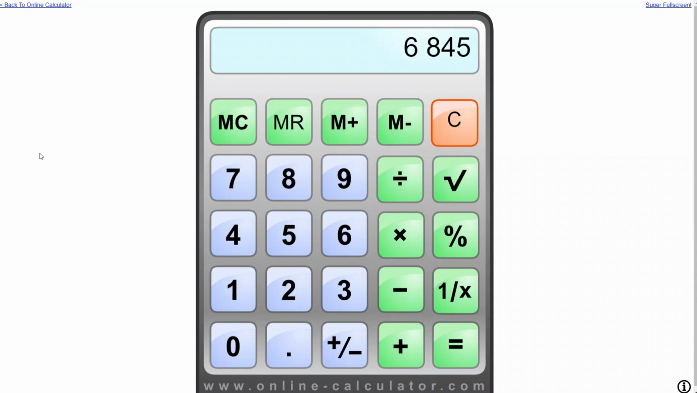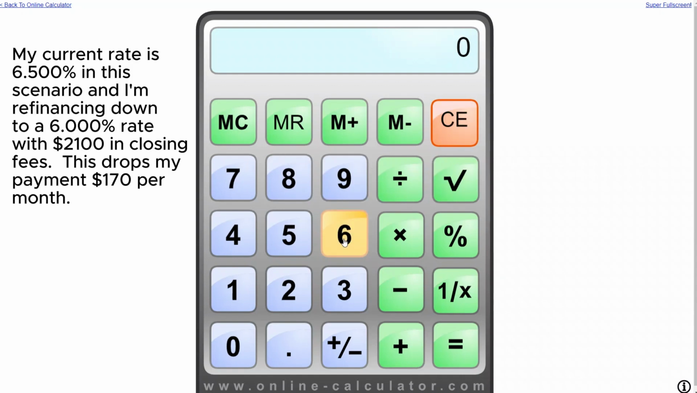All right, so let's go ahead and clear this out. I'm currently at a 6.5% rate. This is what I'm currently at, and I see a 6% rate that I'm interested in. The closing fees for this 6% rate are $2,100. That's everything: the appraisal, title, escrow, all the lender's fees, etc.